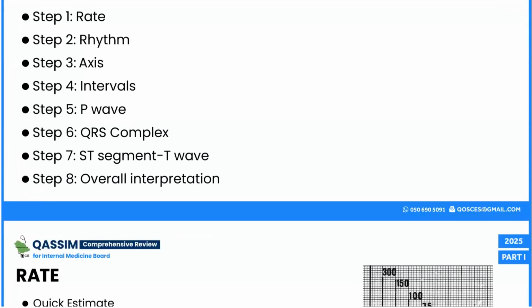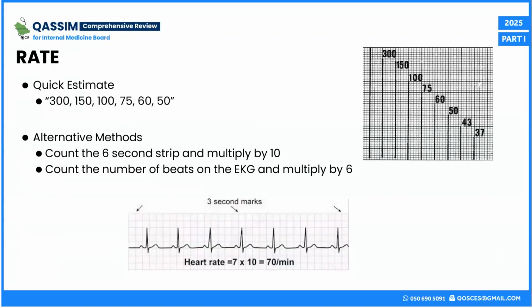So the first thing is the rate. There is more than one method to estimate the rate. There is the method that uses 300 divided by the number of big squares between the RR interval. That could give you a quick estimate. Another method that we commonly use is calculating the number of QRS complexes in the rhythm strip down the ECG paper. Then we multiply it by 10 because this only gives us a reflection of almost 6 seconds. We tend to use this mainly when we have an irregular rhythm or a severe bradycardia, or irregularity in an AFib or complete heart block. These are the common methods that we use for rate assessment.